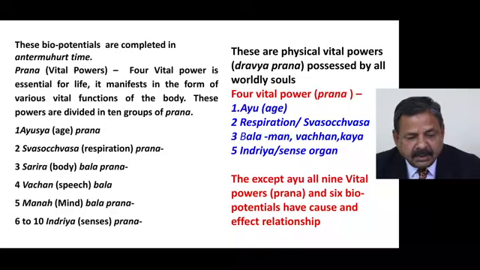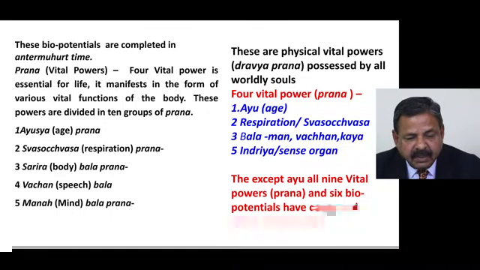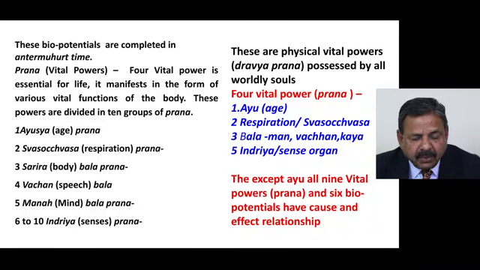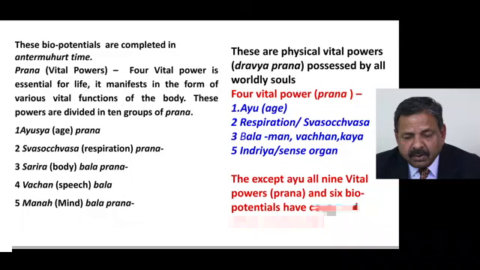Four vital powers are essential for life. They manifest in the form of various vital functions of the body. These powers are divided into 10 groups. So the four vital powers are further extended into 10. These are the Ayu Prana, Swasochhas Prana or Respiration Prana, Body Prana, Speech Prana, Mind Prana, and the five Indri Pranas. So these are the 10 pranas which come under the four categories.